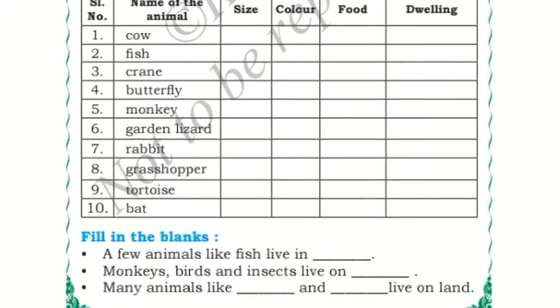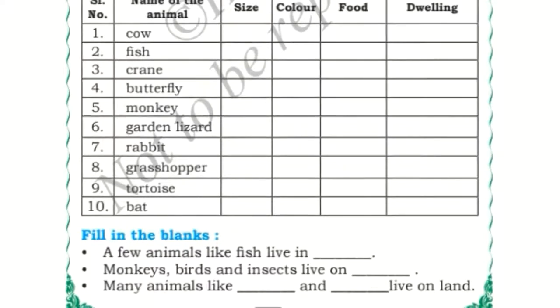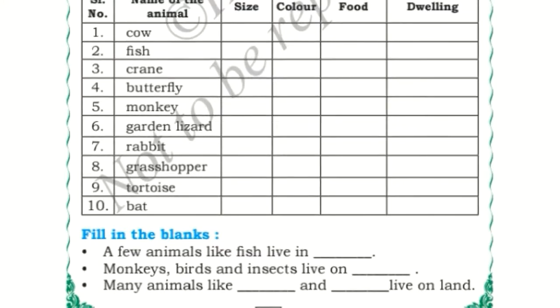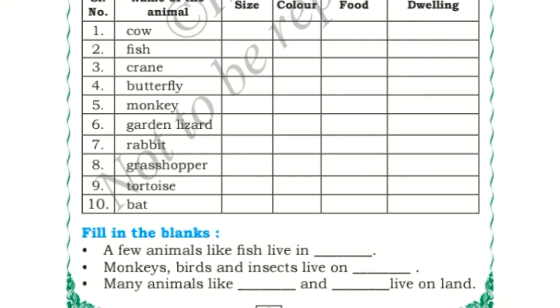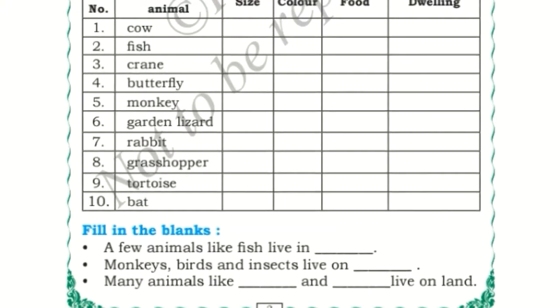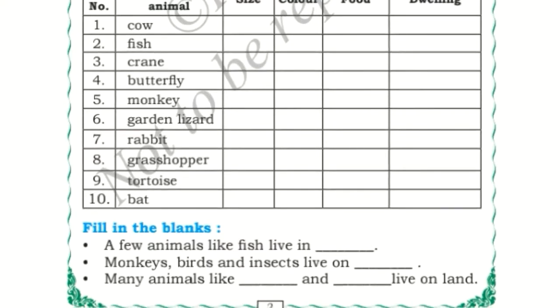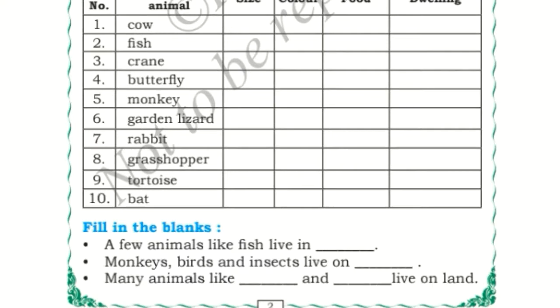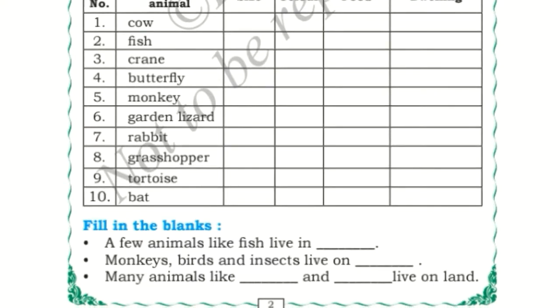Monkey, size of the monkey, small. Color of the monkey, brown. Food of the monkey, fruits and vegetables. And also you can write insects, because monkey is an omnivore, right, that eats both herbs and flesh. Where does the monkey live? In forest. Like that you can write for garden lizard, rabbit, grasshopper, tortoise and bats: sizes of these animals, color of these animals, what do these animals eat and where do these animals live.